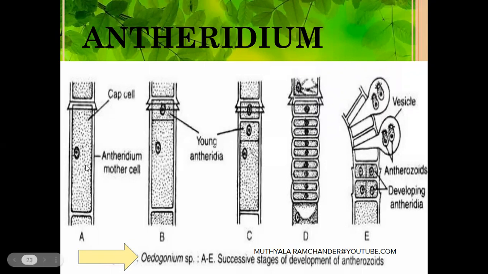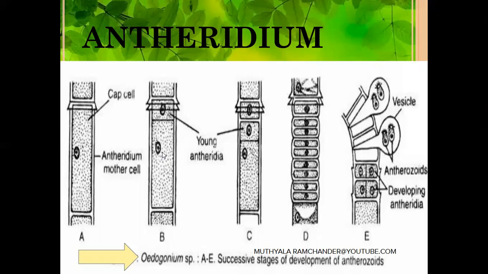See, the antheridium mother cell initially contains one haploid nucleus. It participates in mitotic division to form two nuclei. One nucleus moves to the upper side and one nucleus is present at the lower part of the antheridium mother cell. Then a cell wall forms between the two nuclei, and finally it converts into a cell. The small cell is called the young antheridium.